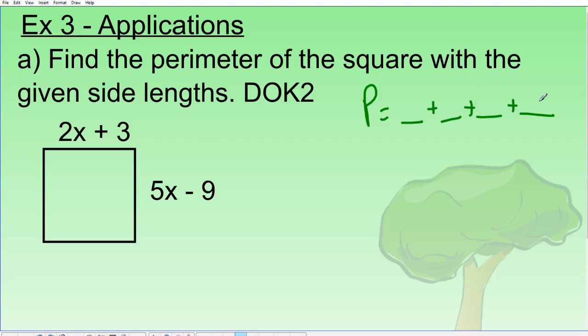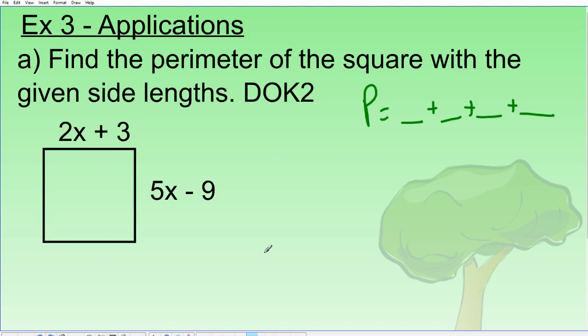Now, in order for us to do that, we actually have to know how big the sides are. If I knew this was an 8, and they're all 8, then I would just take 8 plus 8 plus 8 plus 8 and get whatever that would be. Okay? But I don't know how big the sides are. The problem doesn't tell me. So that's the puzzle. The puzzle is figuring out what this is as a number and this as a number.